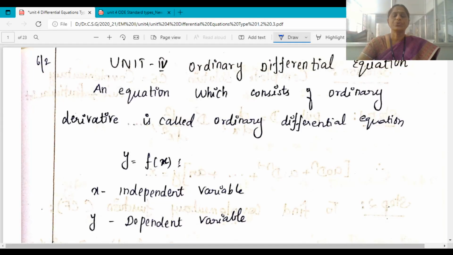Good morning. Today we are going to see how to solve ordinary differential equations. An ordinary differential equation is a mathematical model for electric circuit problems. First, what is an ordinary differential equation? An equation which consists of ordinary derivatives is called an ordinary differential equation.